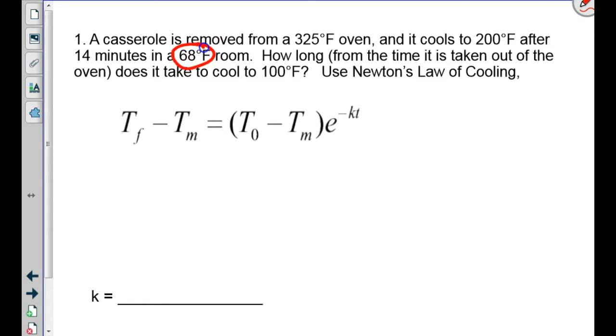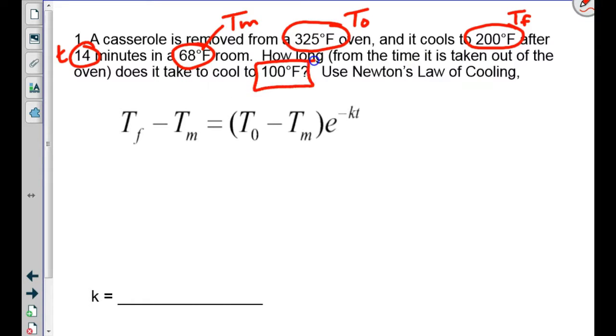All right, so this is the surroundings or the medium that it's in. It's the same difference. What is this? Yep, for all parts, that's the original temperature. It cools to this, that's our final temperature temporarily, in 14 minutes, that's our time. How long will it take till it gets down to 100? This we only need after we find the cooling thing. This is for part 2.